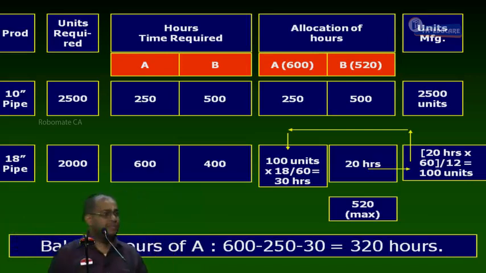Everybody following? If normal mission A, overtime mission B is cheaper than subcontracting, I will do normal mission A, overtime mission B for 18 inches pipe. If not, I will go for subcontracting. Right or not? Can I proceed further? Is it step 3 or step 4? Step 4. Please write step 4.